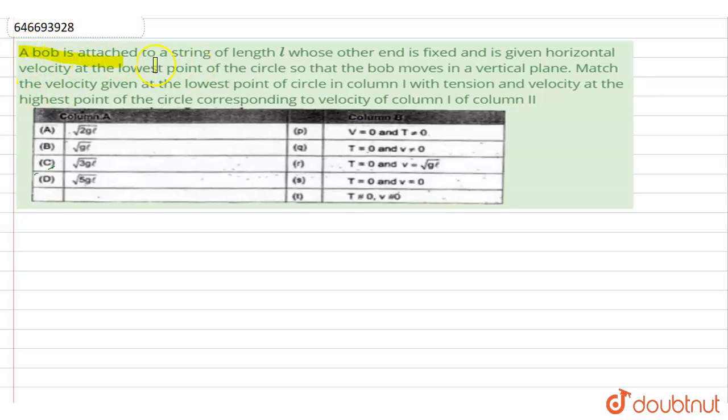Hello friends, we have a question here. A bob is attached to a string of length L whose other end is fixed and is given a horizontal velocity at the lowest point of the circle so that the bob moves in a vertical plane. Match the velocity given at the lowest point of a circle in column first with the tension and the velocity at the highest point of the corresponding circle in column second.